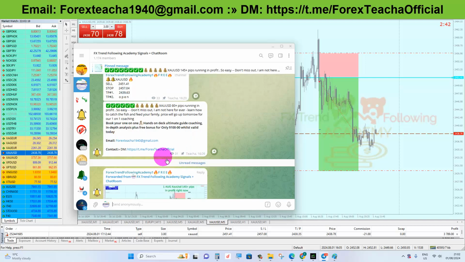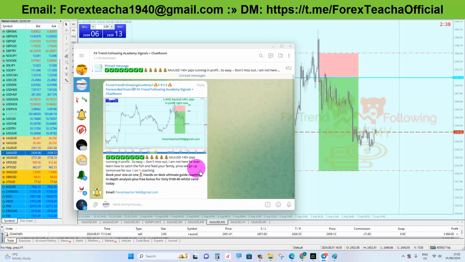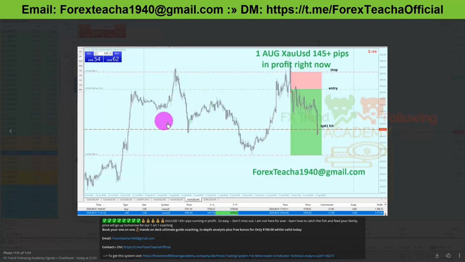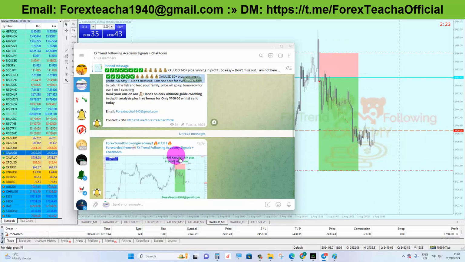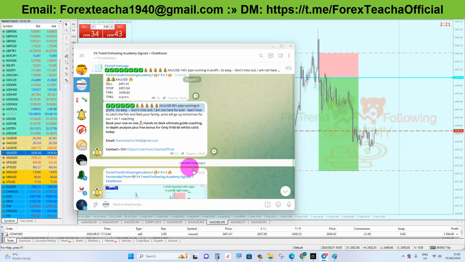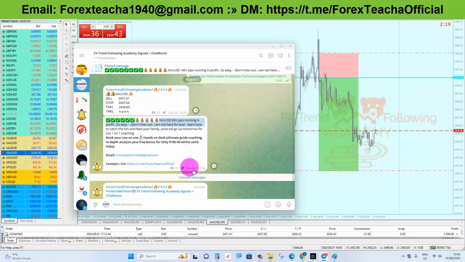In my time zone. So you can also see that I updated this signal when it was running 80 pips in profit. So now I'm just telling the guys that it's running 145 pips in profit, and also take profit number one was hit. So this is the screenshot that you see right here when I first took the screenshot right here.